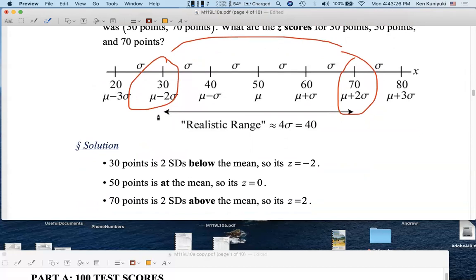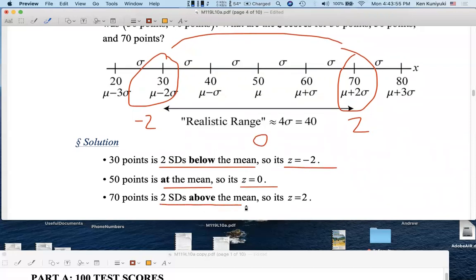So if you scored 30 points, your z-score would be negative 2. If you scored at 70 points, your z-score would be positive 2 because you scored 2 standard deviations above the mean. 30 points, on the other hand, was 2 standard deviations below the mean. If you score at the mean, your z-score is 0. So again, for 30 points, that was 2 standard deviations below the mean, z-score is negative 2. 50 points was at the mean, z-score is 0. 70 points was 2 standard deviations above the mean, z-score is positive 2.